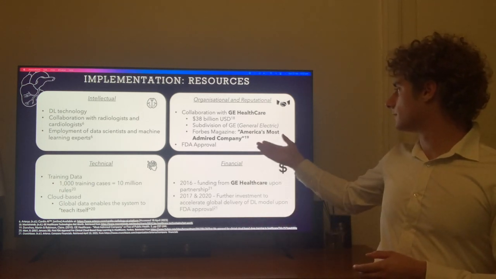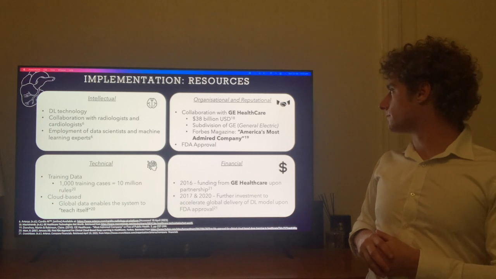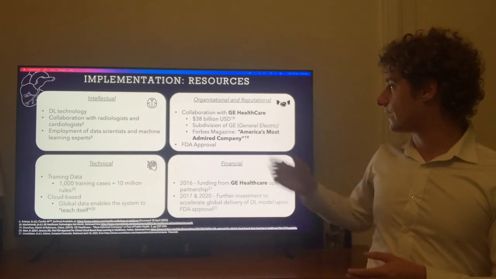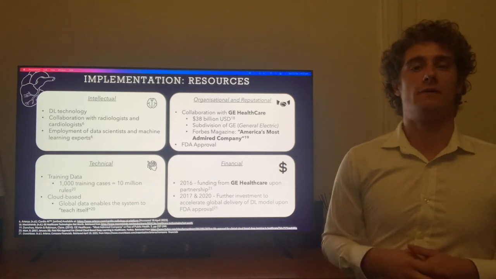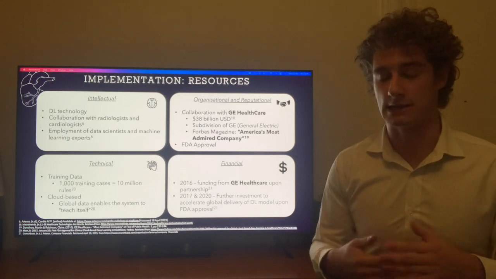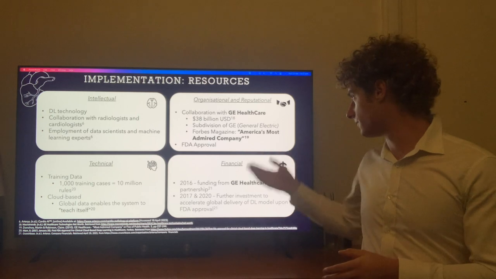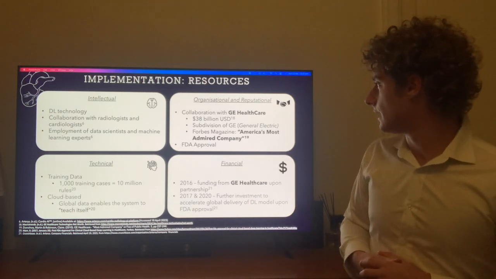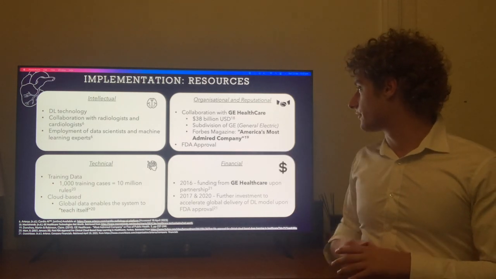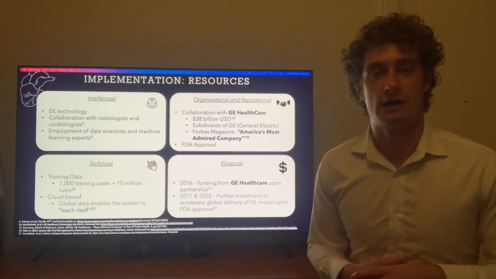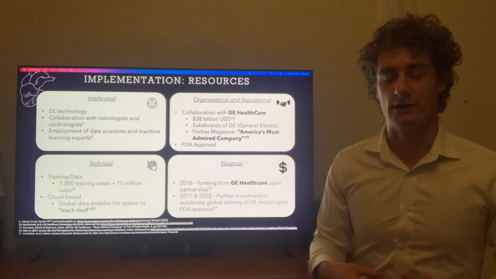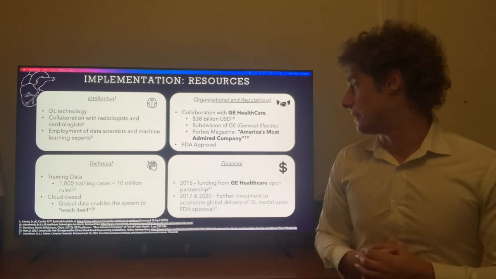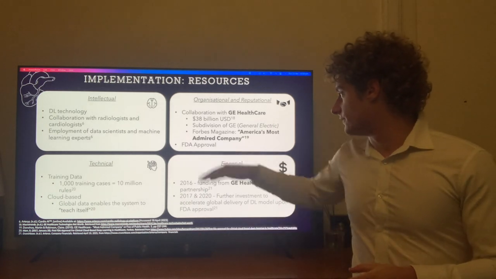If we look to the right here, we can see organisational reputation resources, mainly the collaboration with GE Healthcare, who are a subdivision of a business known in the United States as General Electric, who according to Forbes were America's most admired company one year, and their branch, GE Healthcare, has an estimated net worth of $38 billion, which was definitely an essential driver in allowing Arterys to become mainstream. And of course, the FDA approval as well.